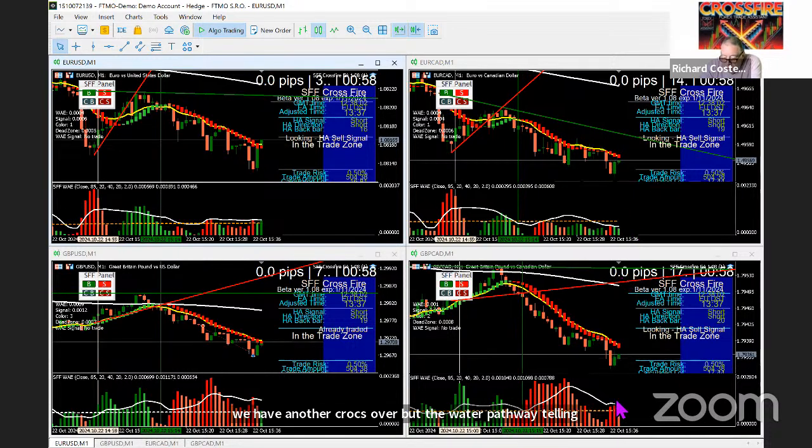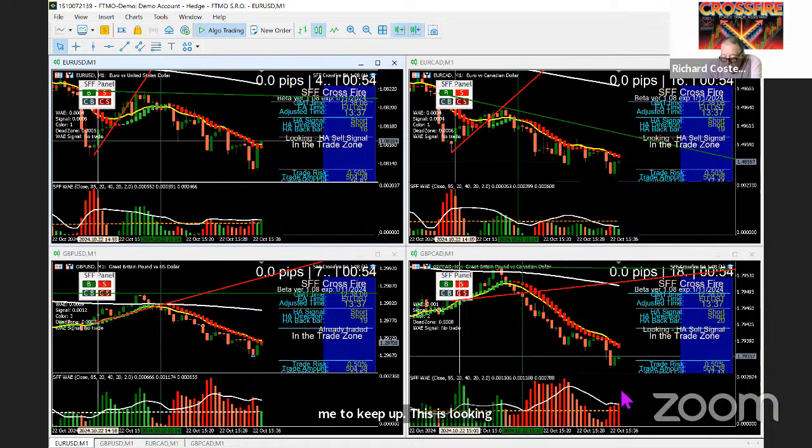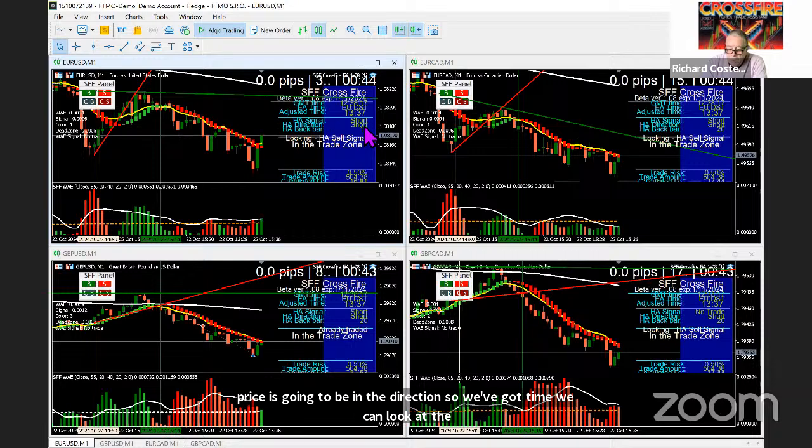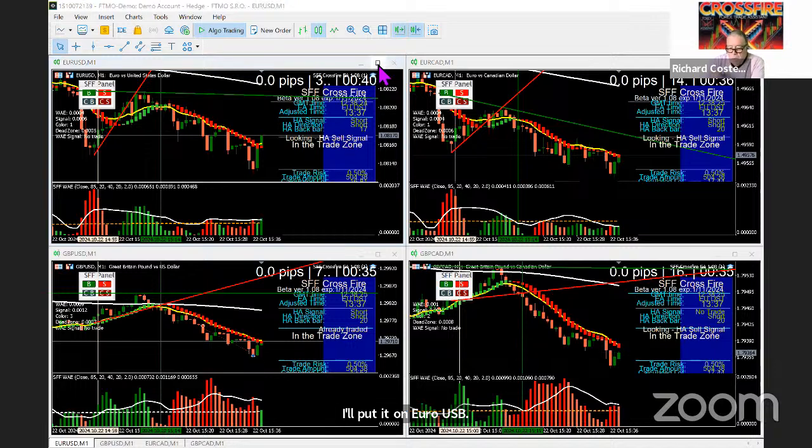This is looking like it might be setting up. If the Waddah Attar was a little bit above the white line, however, price is going in the other direction. So we've got time. I'll put it on EUR USD. So EUR USD, we've got.